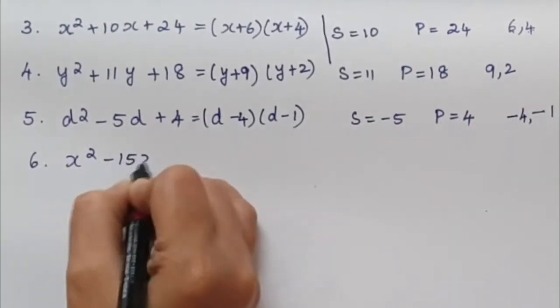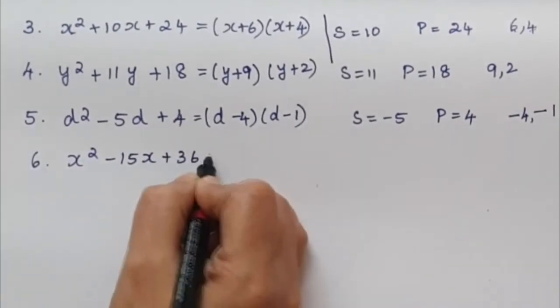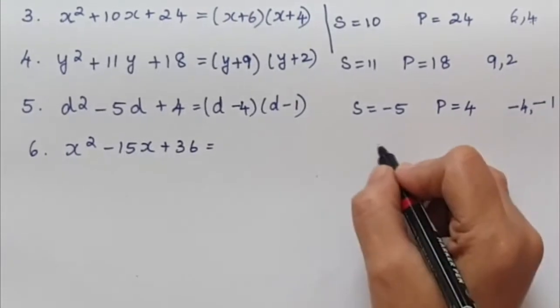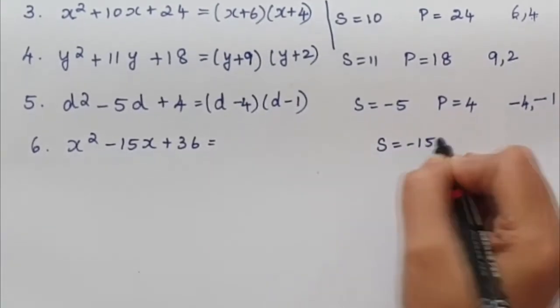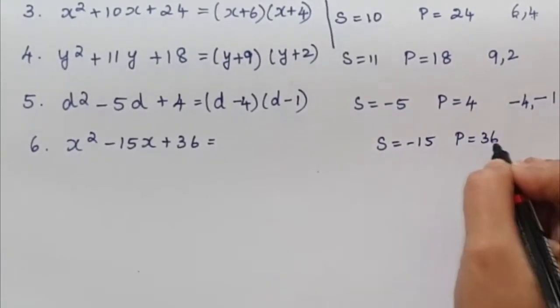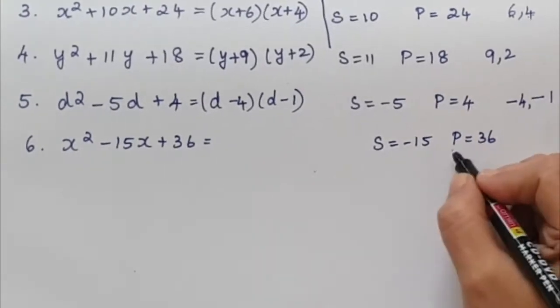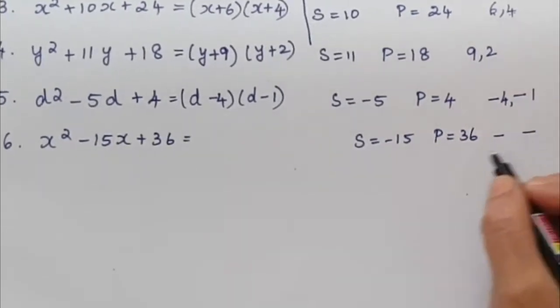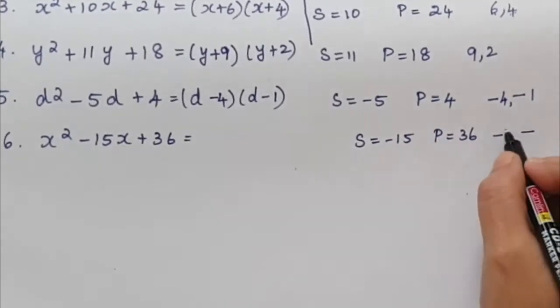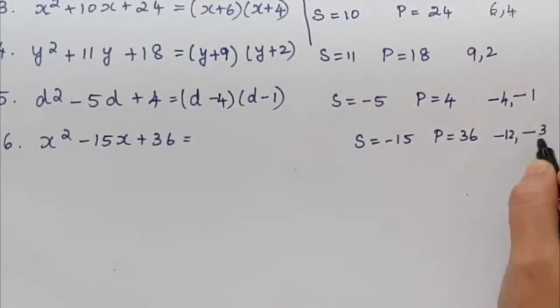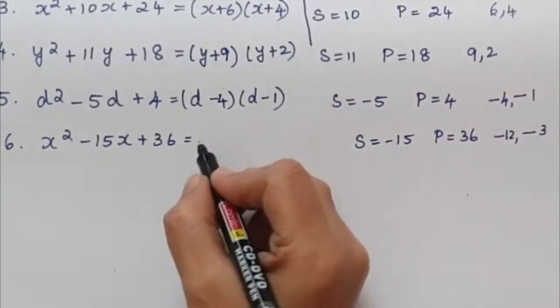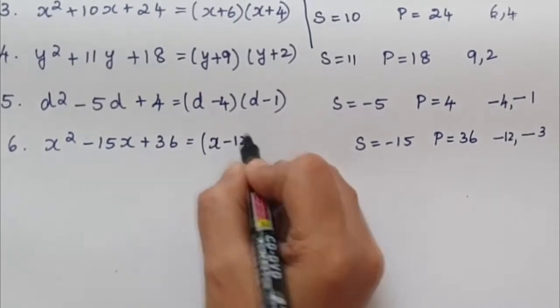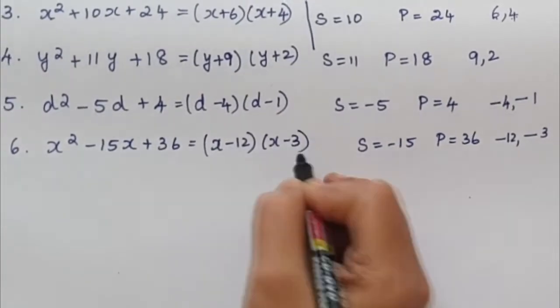X square minus 15x plus 36. So again here it is sum equal to minus 15 and the product equal to 36. So the product is positive, so both have to be negative. That is minus 12 and minus 3. Minus 12 minus 3, you get this answer. So it will be equal to x minus 12, x minus 3.